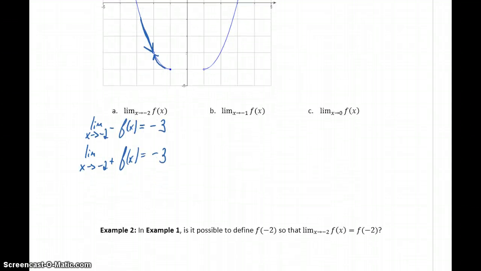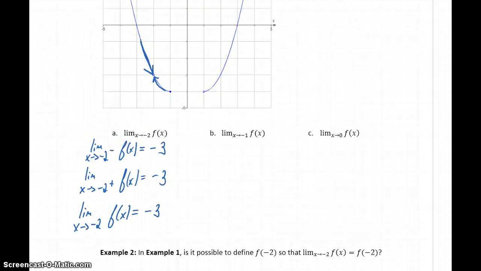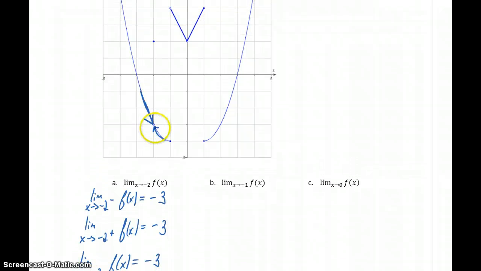And again, since our left-hand limit and right-hand limit are both equal to each other, we can say that the limit as x approaches -2 of our function is -3. And again, keep in mind that the limit exists even though we have an open circle on the graph here. The function is actually defined at this disjoint point. So even though we never hit that function value of -3, we're getting closer and closer to that value from both directions.